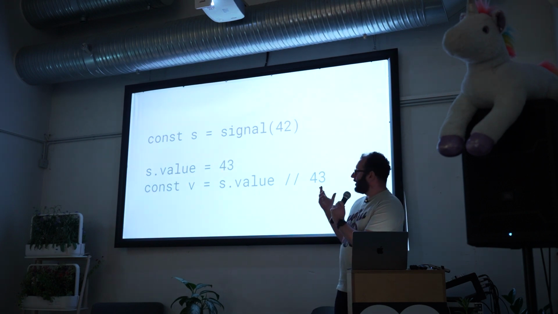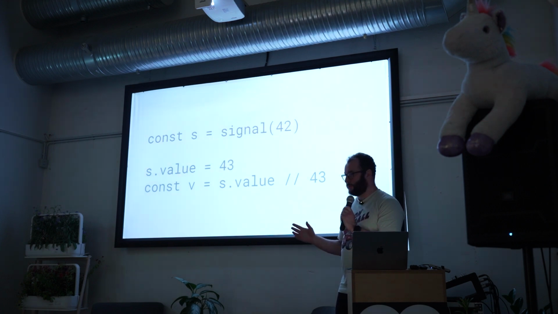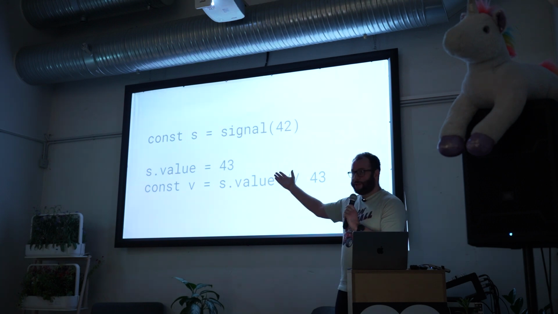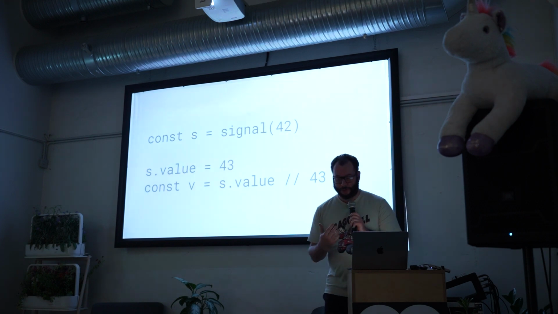So signal is a factory that wraps any value. It does not have to be primitive. They work the best in my experience with primitives, but also work well with arrays or dictionaries. And you can put anything inside it. You can override the value, and you can read it back. That's it. So this is not very useful, right?